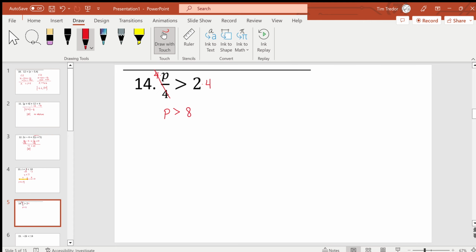On a number line, I've got 8 in the middle. Our variable is first in our inequality, so it's going to point the direction that we're going to shade. So I'm going to shade everything greater than 8. I'm not going to close the circle. I'm not going to shade in the circle because I don't have the equals bar underneath that inequality.